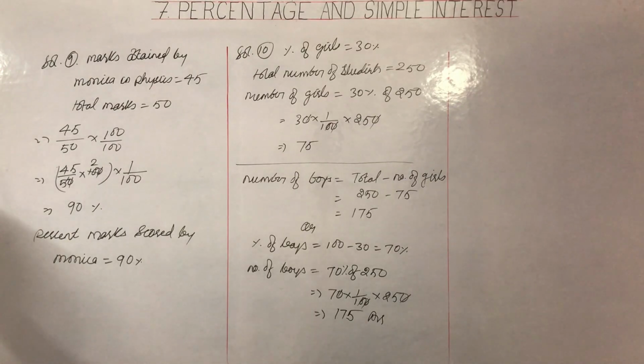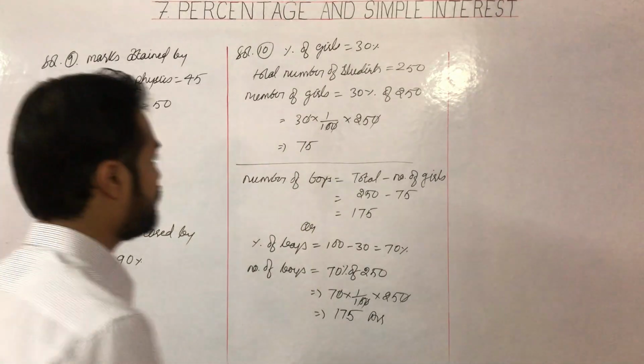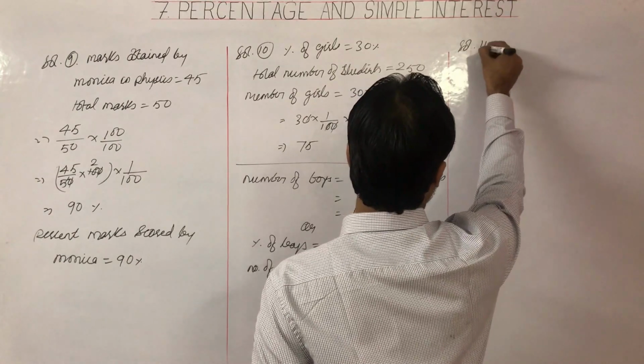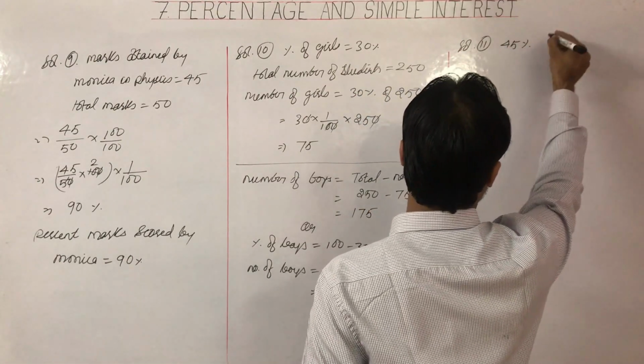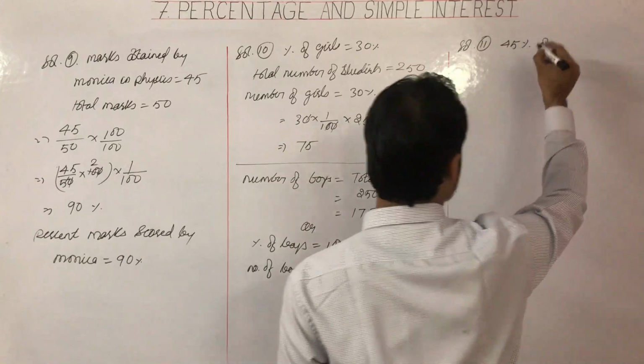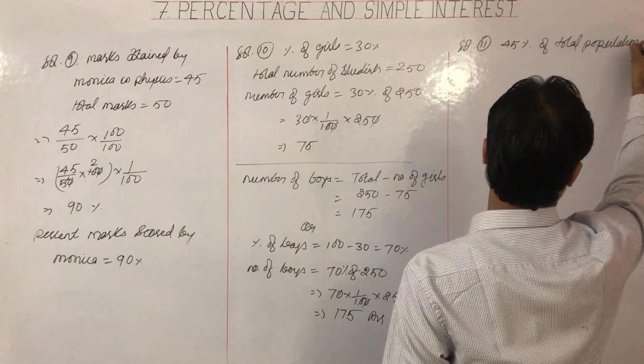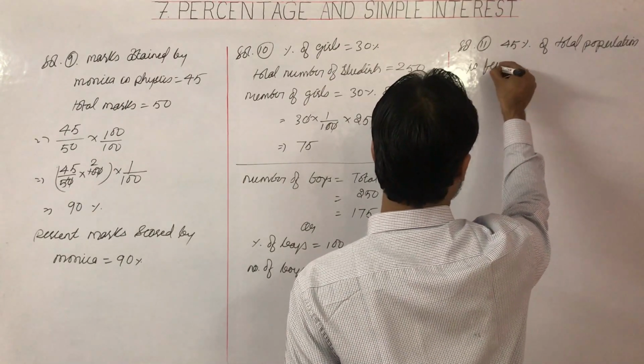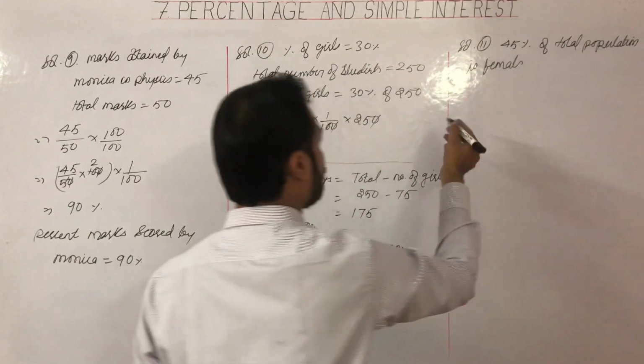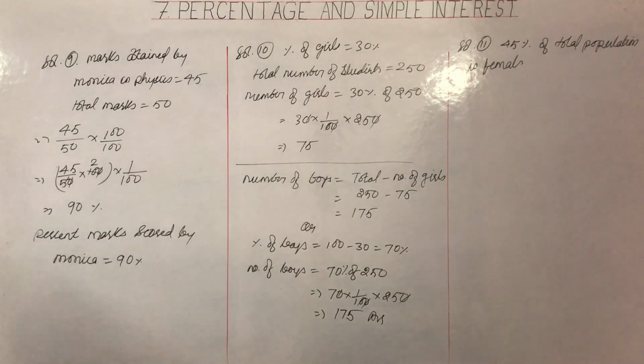Last question, question number 11. In a town, 45% of the population are females. If the population of the town is 155400, find the number of males and females. Again, similar to previous question. In a town, 45% of the population are females. 45% of total population is female. So remaining 55% are males.